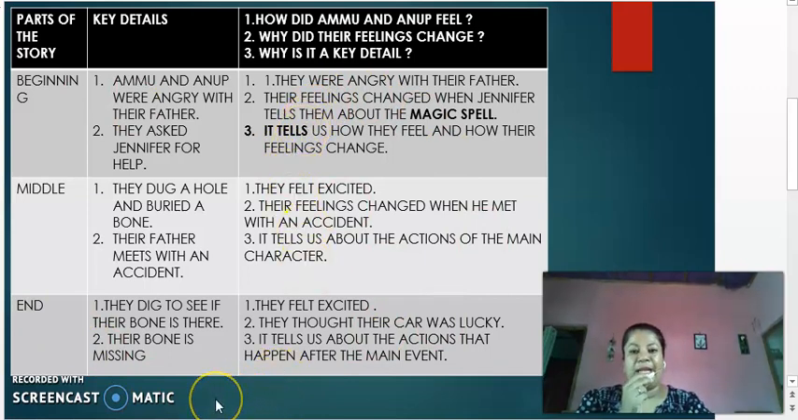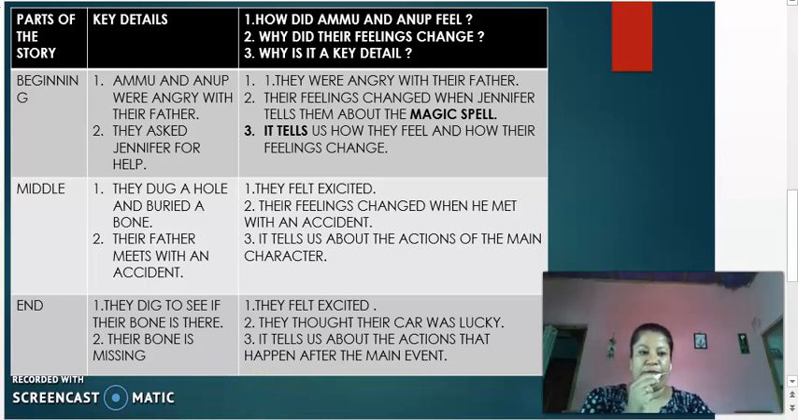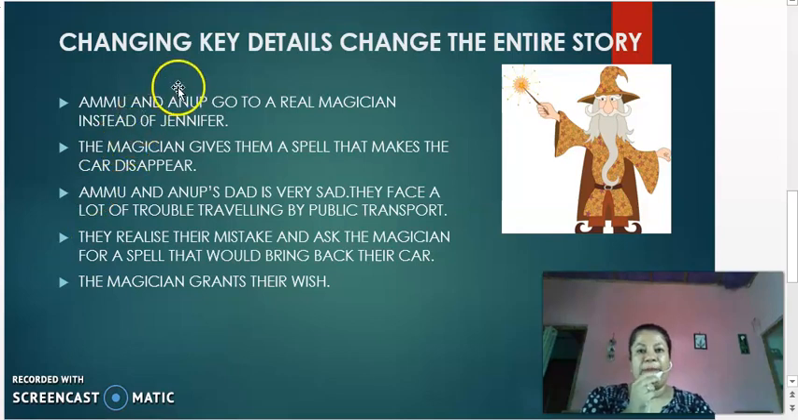Now let's see, if you change a certain key detail, what would happen? When you change a key detail in the story, the entire story can change. So I'm going to give you just one example, and you can think about other examples of your choice. So remember, changing key details changes the entire story.